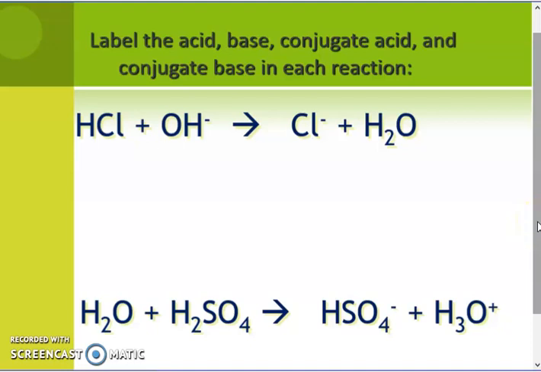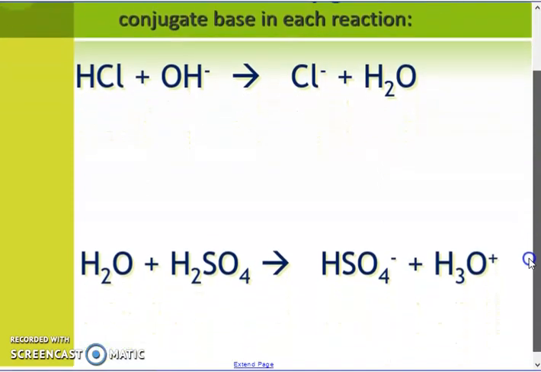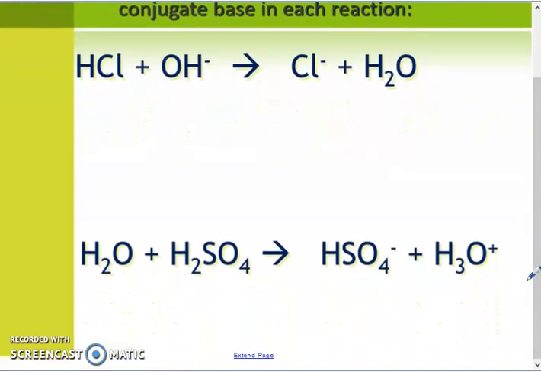Okay, let's see how you did on these two problems about finding the conjugate acid-base pairs with the Bronsted-Lowry theory of what an acid and a base is. So here we go. So when you look at this one, maybe you already knew that hydrochloric acid was an acid.